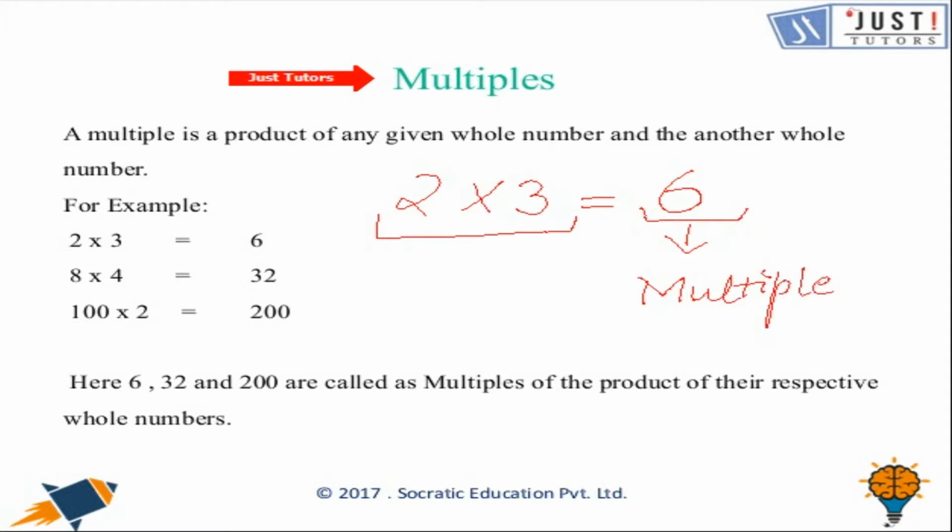So basically 6 is a multiple of 2 as well as 3. You can check further. 8 times 4 equals 32. This implies that 32 is a multiple of 8 as well as 4. 100 times 2 equals 200. This implies that 200 is a multiple of 100 as well as 2. It's written here that 6, 32 and 200 are called multiples of the product of their respective whole numbers.